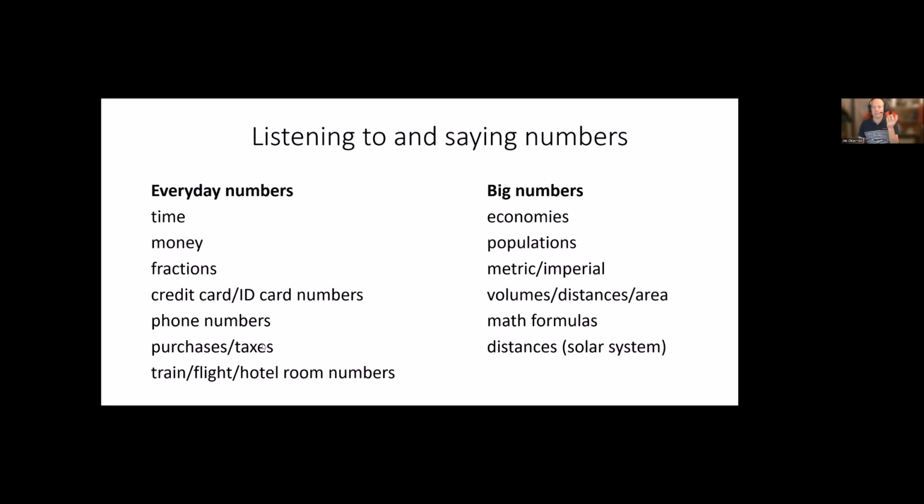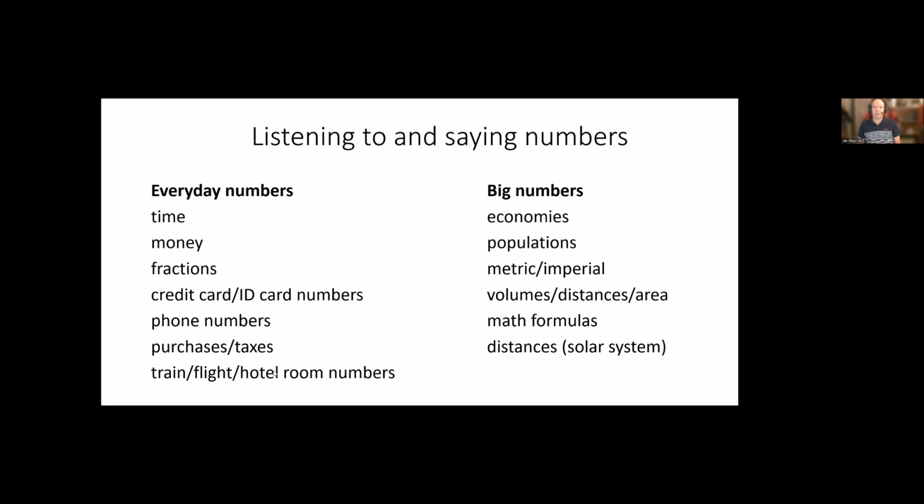Purchases and taxes, obviously. In Ontario, where I live in Canada, we have a very high tax rate. So when you purchase something, what's a good example? A t-shirt, then you pay 13% tax. So we want to make sure that we understand those numbers with money and taxes.